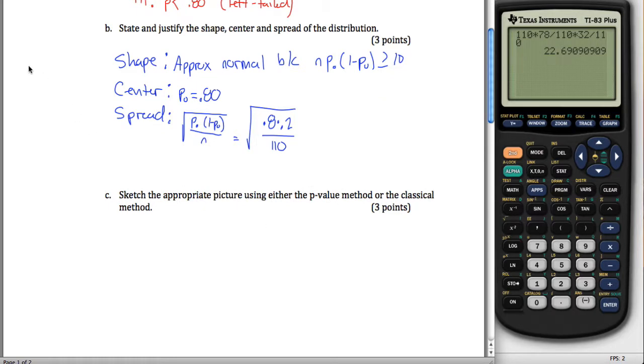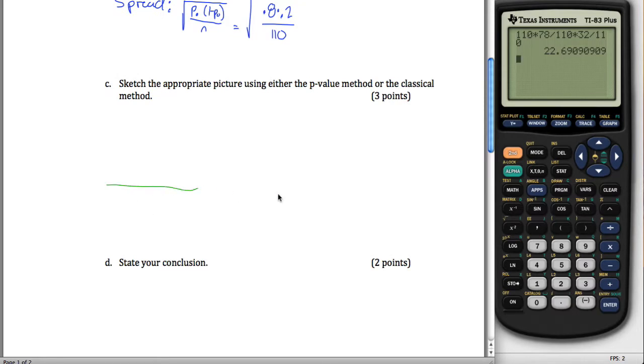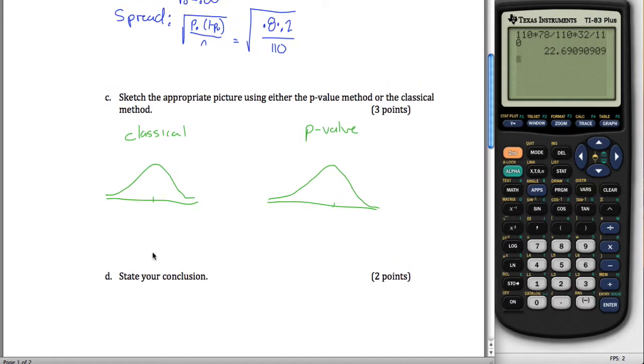Okay, sketch the appropriate picture using whatever method you want. So I guess I better do it both ways. You don't have to. If we do the classical method or the p-value method, either way, we're going to draw a picture where the shape is approximately normal and where the center is, where did I say it was, 0.80 up there? For the classical method, we have to first set up our rejection regions.